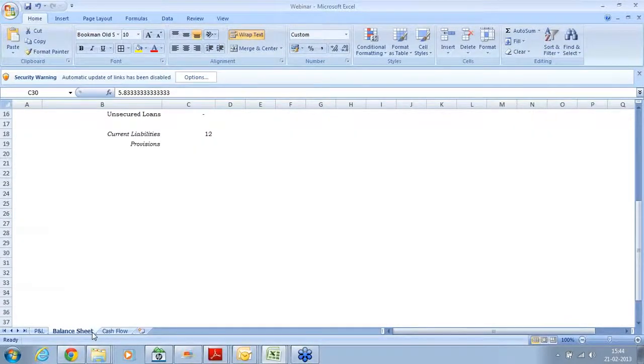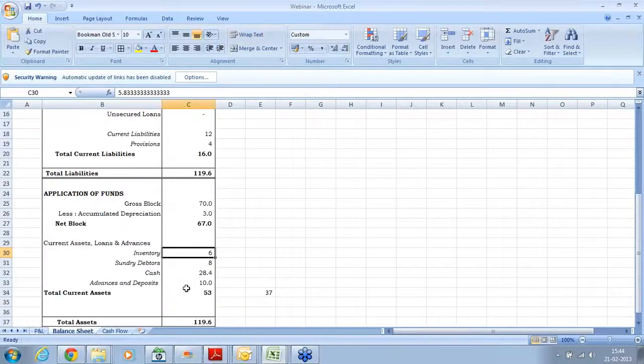C33 plus C31 plus C30 minus C20. Let's just see that. What is C33? C33 is advance and deposits. C31 is debtors and inventory is C30. So you add these three and then you minus this C20. What is C20? Your current liabilities.